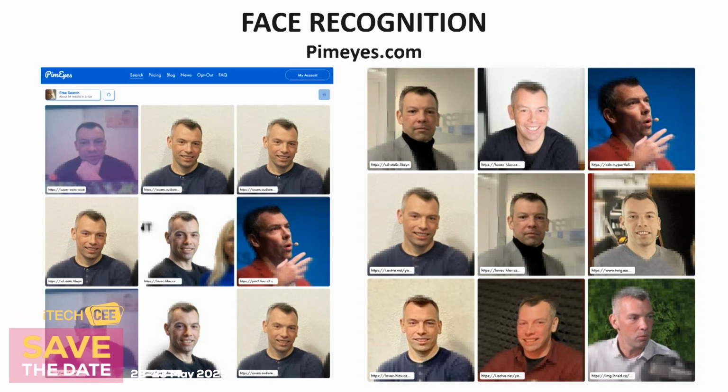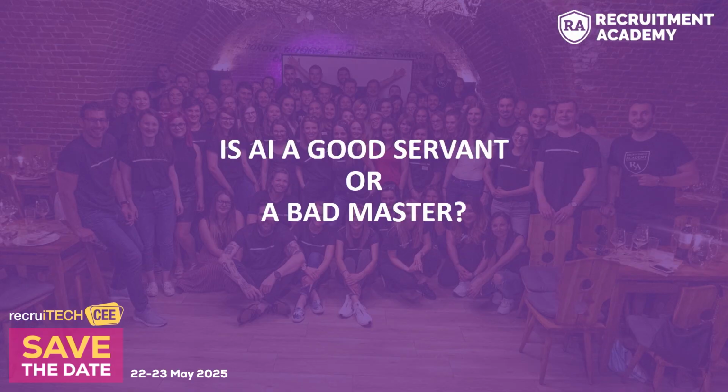Yeah? So I would say it's a great tool for networking events. If you don't know someone, just take the picture. Even from a distance, it can be from 15 meters. It will work anyway. So is AI really a good servant or a bad master?